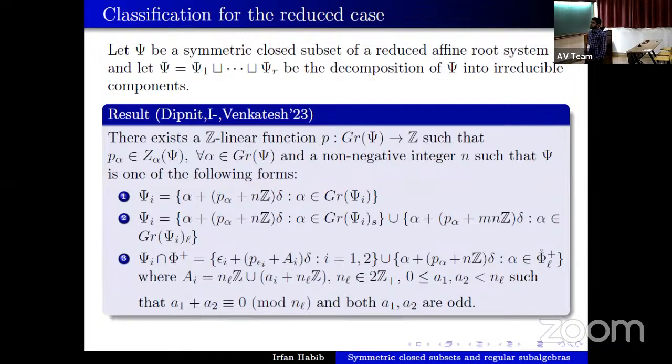We showed that if you start with an irreducible symmetric closed subset, then there are three different forms. Note that the first two forms appeared in the Roy and Venkatesh list, so in particular they are closed subroot systems. But this third set, the maximal symmetric closed subset, is new, and we'll show that there are examples in the affine case where a symmetric closed subset might not be a closed subroot system.